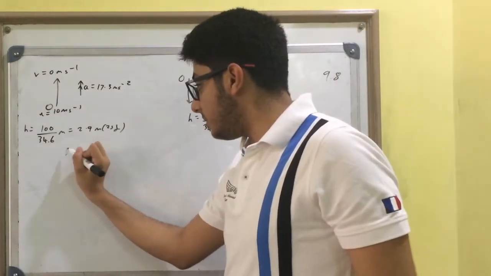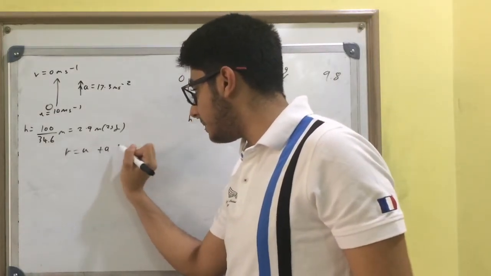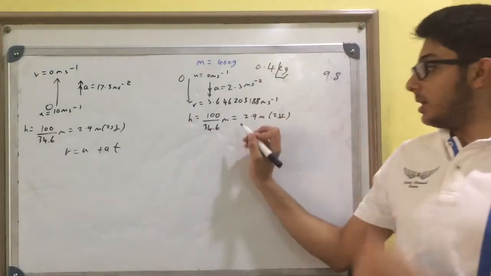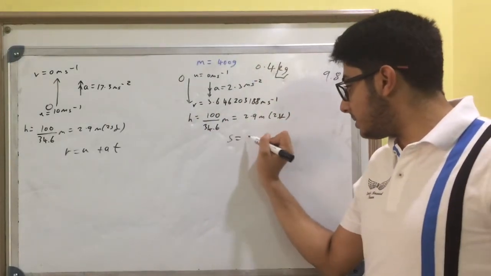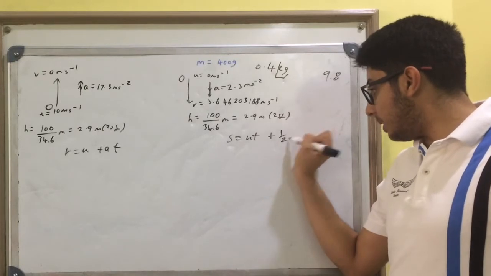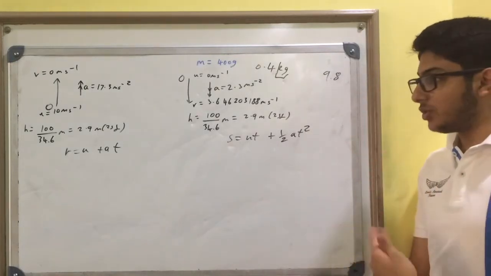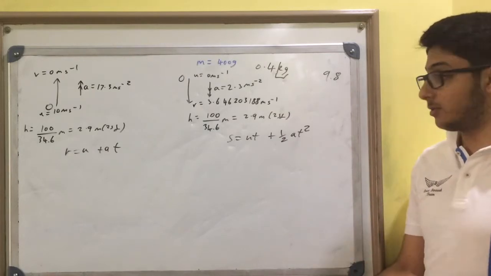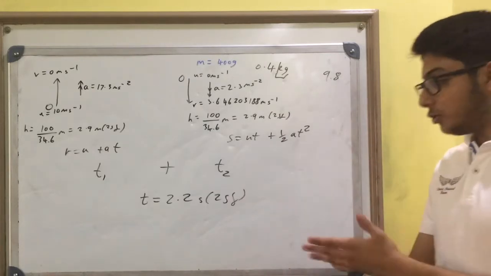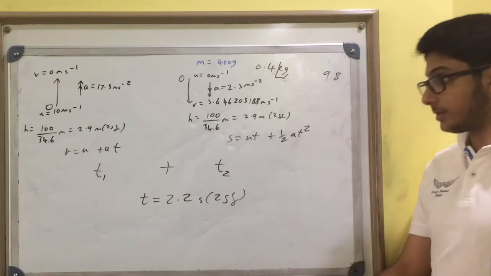I'm going to use v is u plus at. And for this, I'm going to use s is ut plus a half at squared. I'm just going to race through this because this is not to do with force is equal to mass times acceleration. So the answer is 2.2 seconds to 2 significant figures.